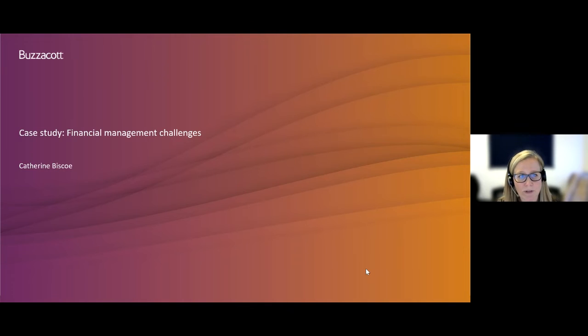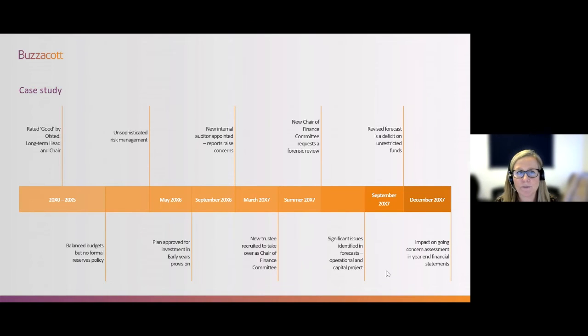So if we can move on to my first slide, this sets the scene to the case studies. Just to tell you a little bit about this trust, and I haven't given it a name, I'm afraid, in terms of background, this is an established trust. It has a long-serving head who has been involved with the trust for quite a while and was responsible for turning the trust around in terms of educational outcomes.